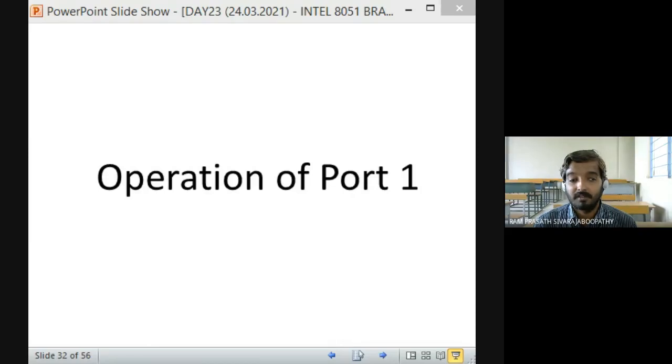Yes or no? Yes, read the logic. Read the 8-bit value from the port. Then it has to be decremented by 1. That is modified. Then write back to the same register itself. This operation we call read, modify, write.